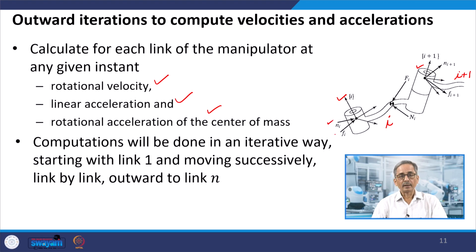Ni is the moment acting from the previous link to the ith link, and similarly Fi is the force acting here from the previous link. Ni plus 1 is the moment acting on the next link by the ith link. Similarly, Fi plus 1 is the force acting on the (i+1)th link by the ith link. Okay, so this is how these parameters are defined.